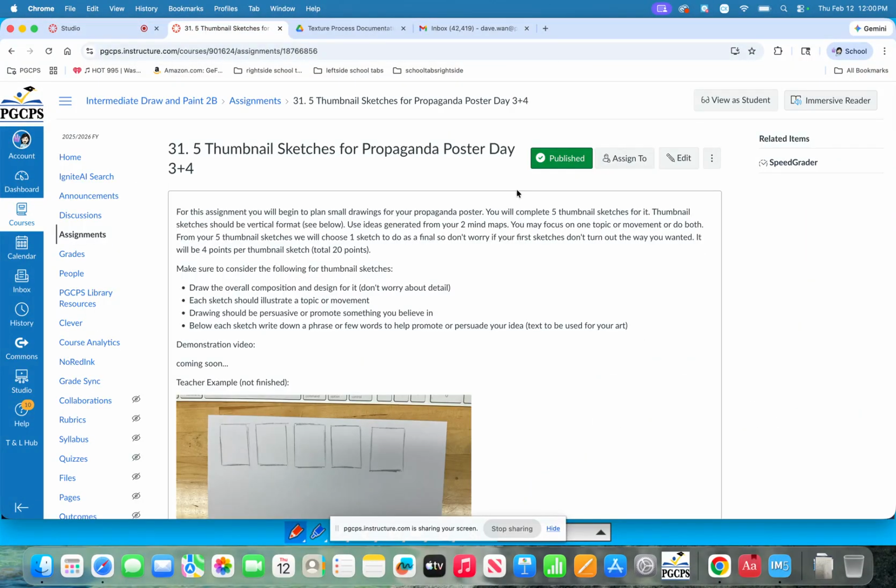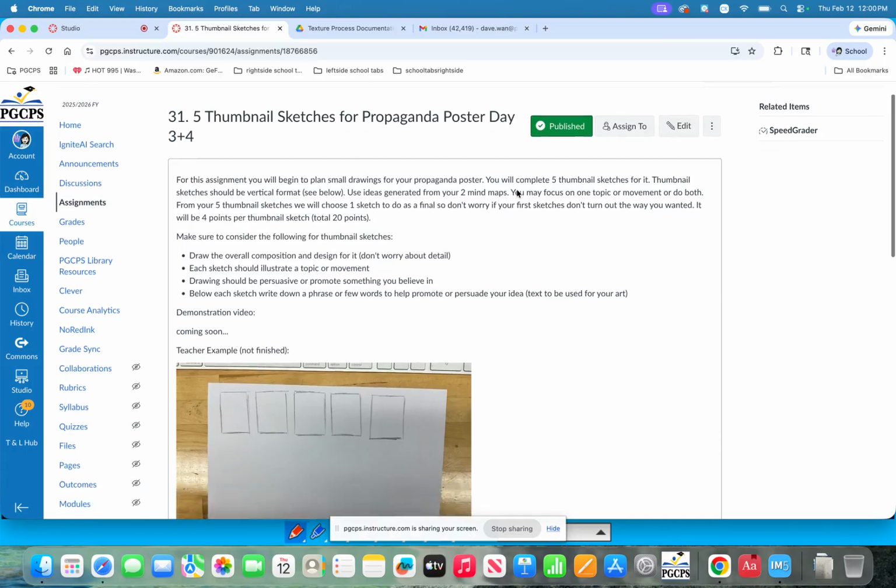Okay. All right. This is going to be a demonstration for starting on your 5 thumbnail sketches for your propaganda posters. So this will be for days 3 and 4. For this assignment, you're going to be doing small drawings for your propaganda posters. I'm going to have you complete at least 5 thumbnail sketches.